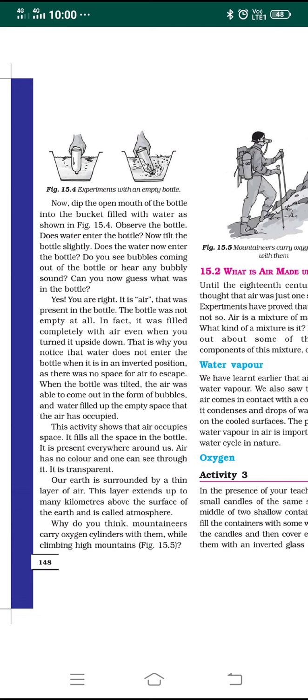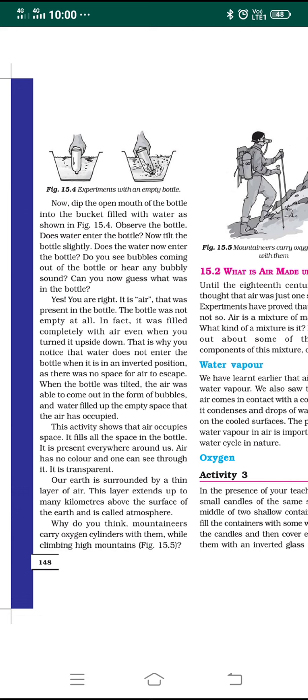Observe the bottle now. Does the water enter inside the bottle? Look at the first figure here. You have turned the bottle upside down and pressed it straight down into the bucket of water. Now observe whether the water enters the bottle. No water has entered the bottle. There is a reason for that. Let me explain it later.